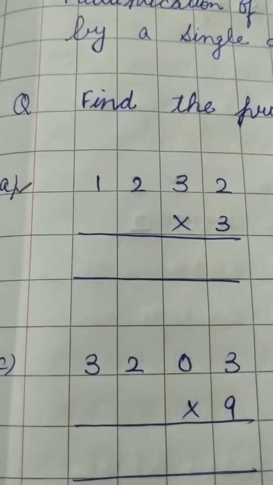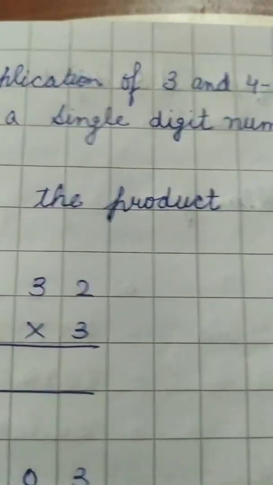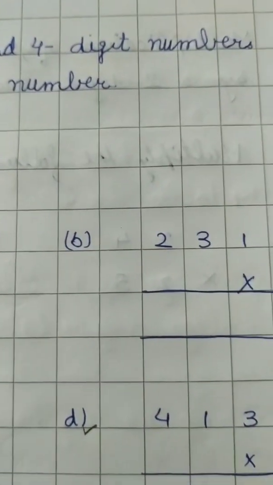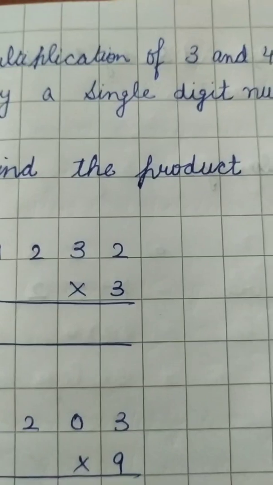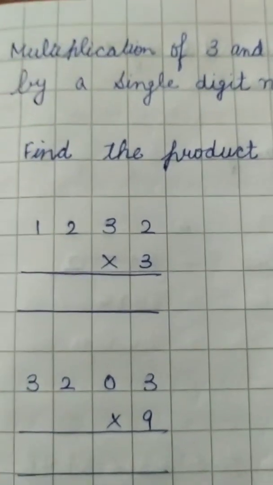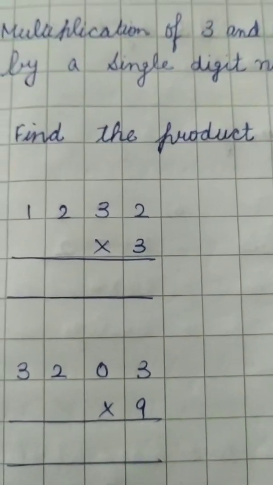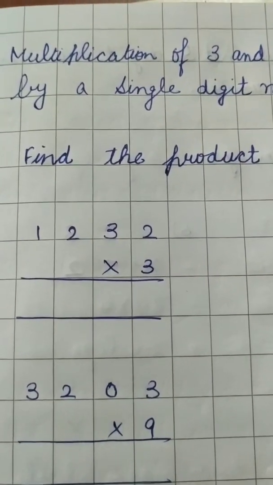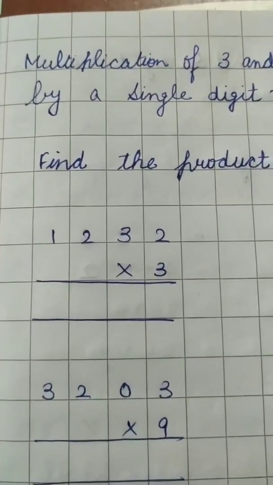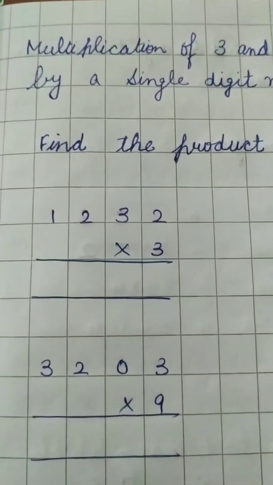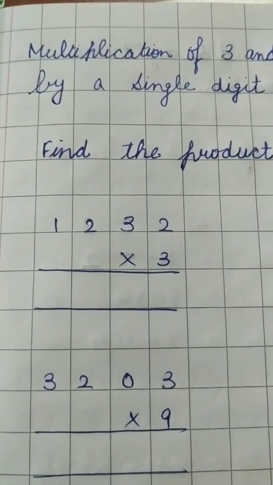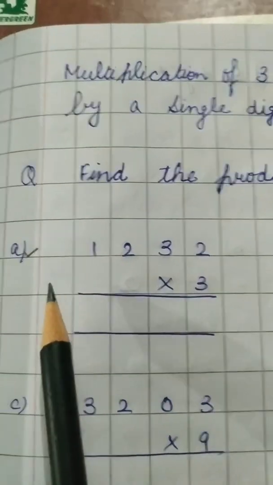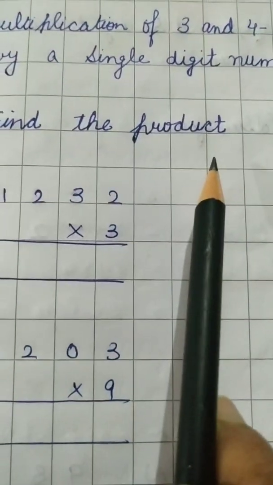Now in this video we are going to do multiplication of 3 and 4 digit numbers by a single digit number. Okay, first of all we'll find out the product of 3 digit and 4 digit numbers with single digit only. So these sums are multiplication with single digit only. Now here we have to find the product.